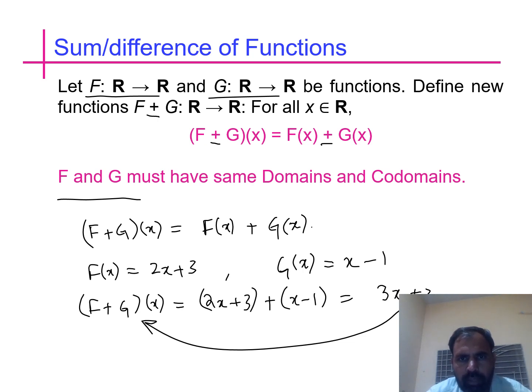You can see that f minus g of x is equal to f of x minus g of x. So I wrote plus and minus both here, so it's the sum or difference of two functions. You can add two functions, you can subtract two functions. This is the way to sum and subtract two functions. Let f and g must have the same domains and codomains.